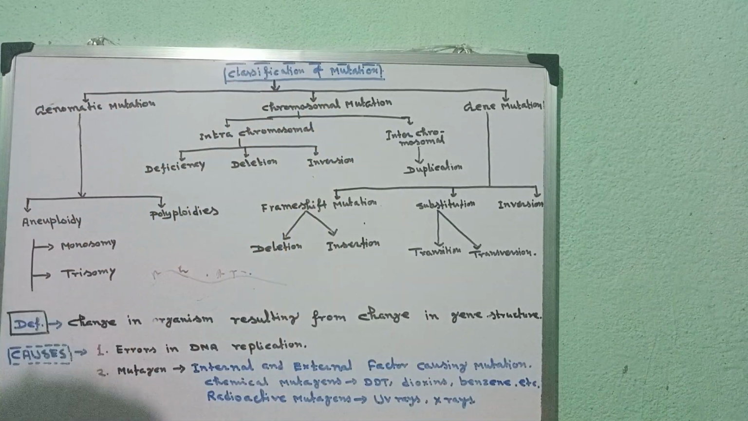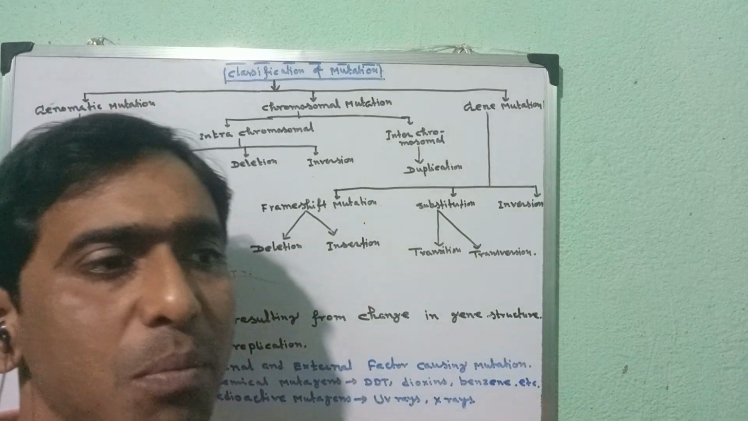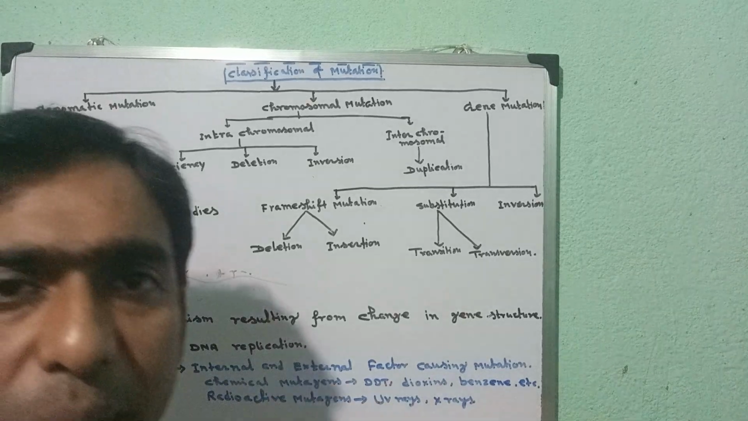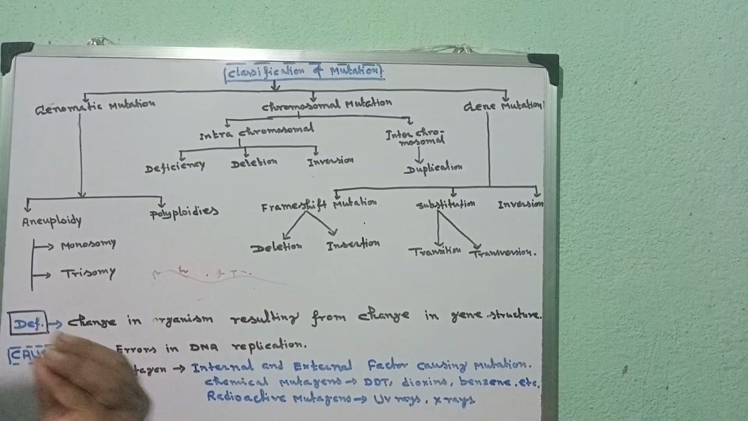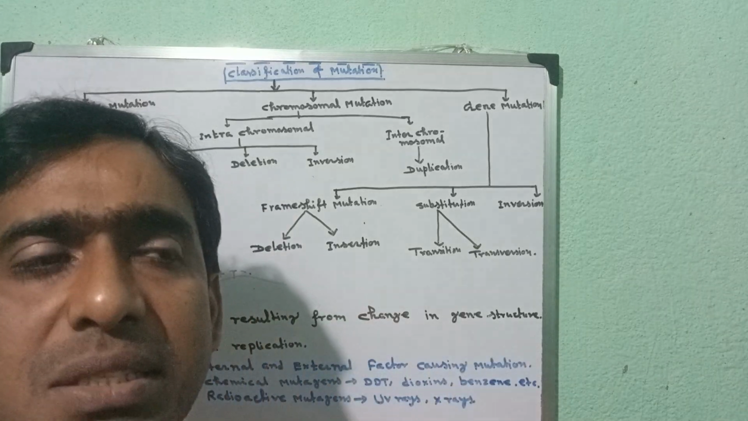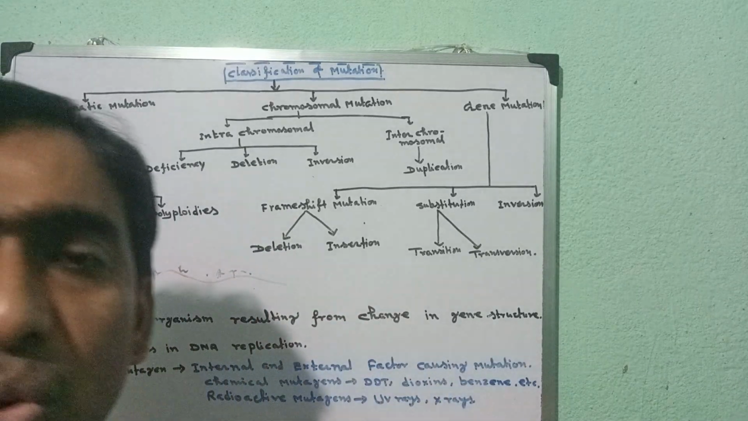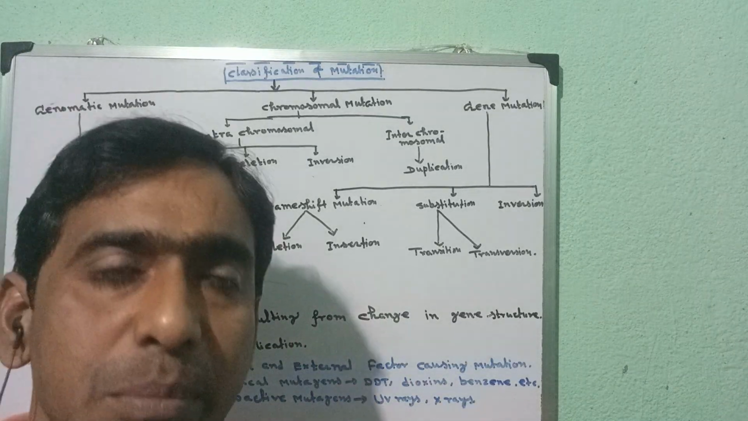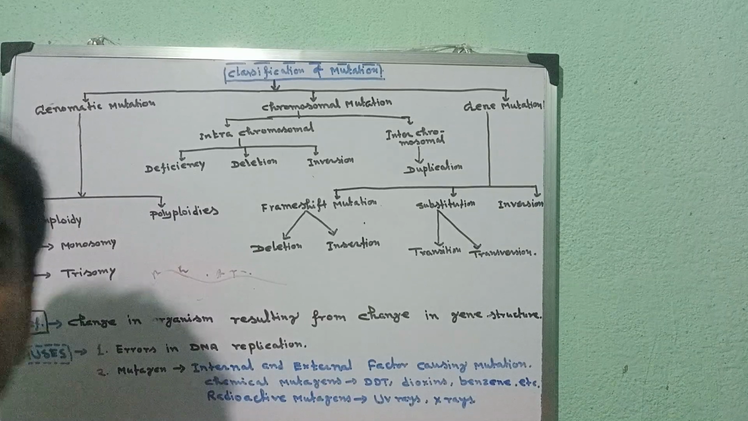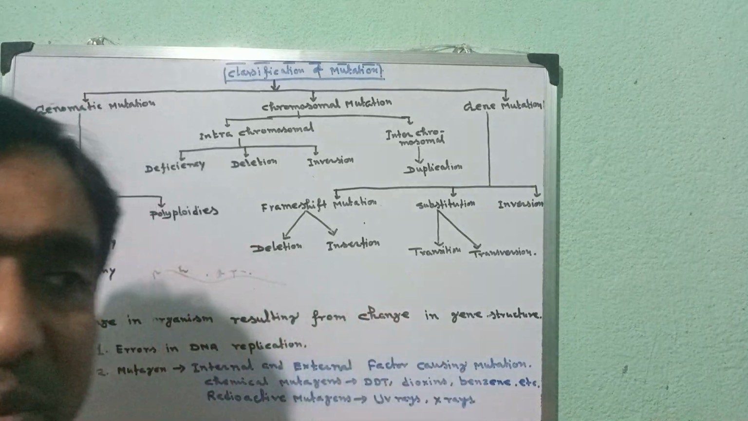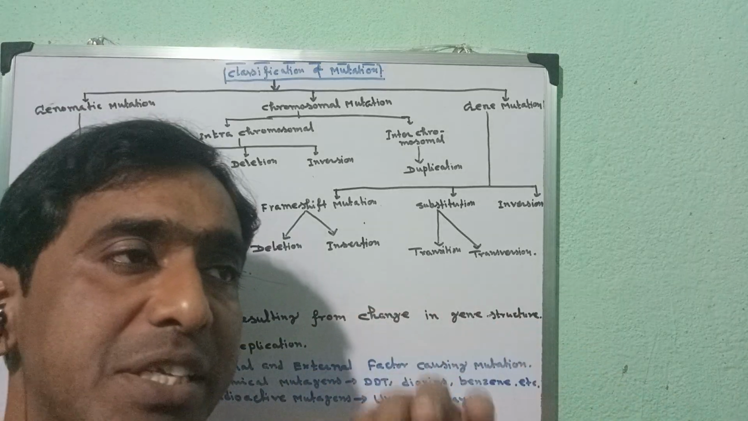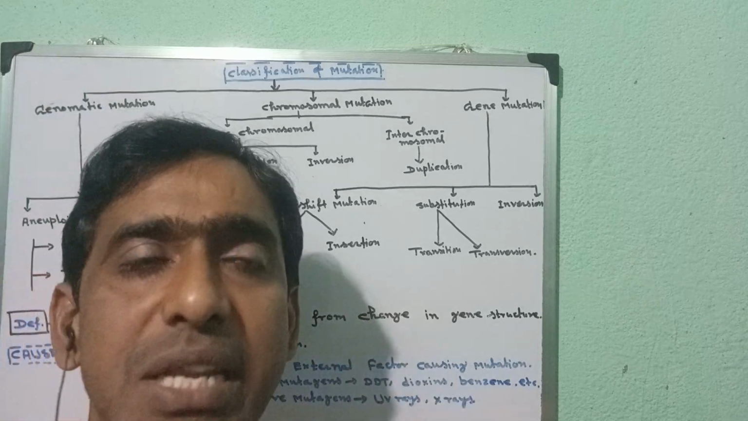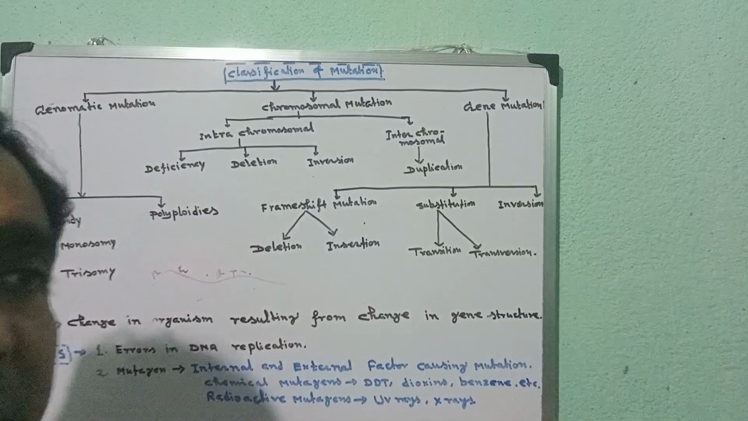So mutation, according to the cell involvement, can be discussed in two types. One is called the germinal cell mutation, and another is called the somatic cell mutation. In the germinal cell mutation, the mutation occurs in the germ cell, that is the ovum or sperm, and it is hereditary. That means it is passed from one generation to another generation. And another is the somatic cell mutation.